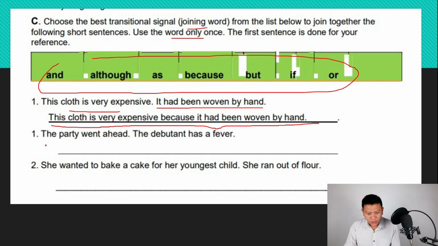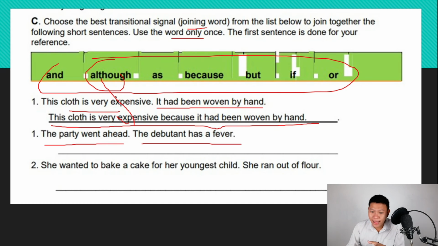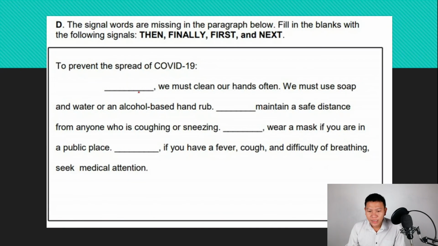The party went ahead, the debutant has a fever. Although, the party went ahead kahit na, although the debutant has a fever. Okay? Letter D, okay, you will be using time transition signals. So definitely, the choices are then, finally, first, and next. Since this is the first blank, then the most appropriate answer is first. First, we must clean blah blah blah, right?